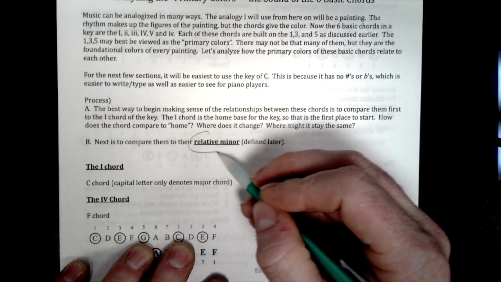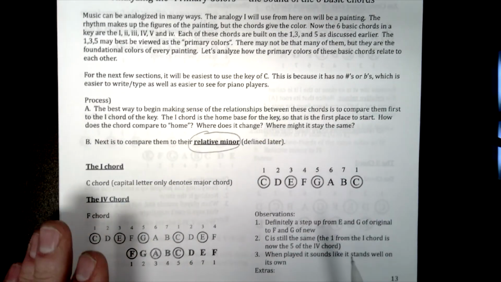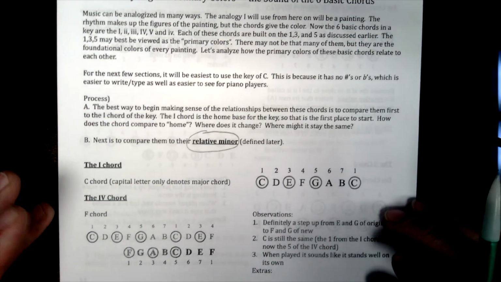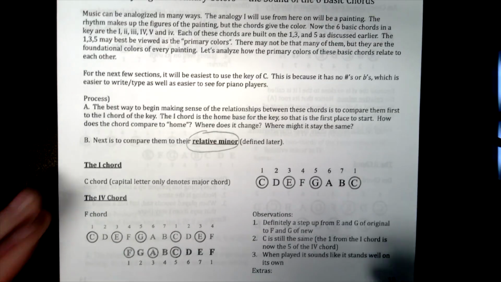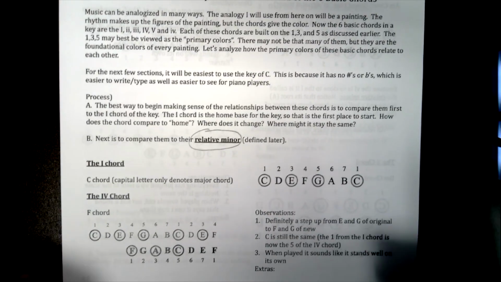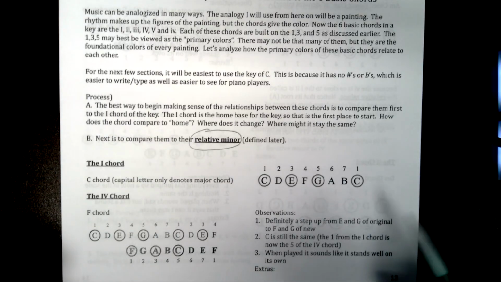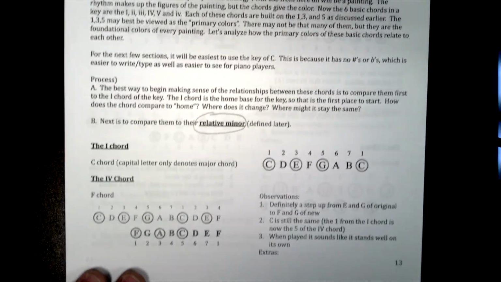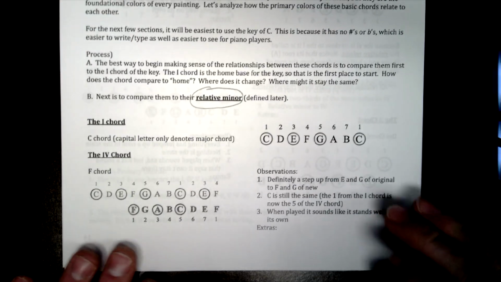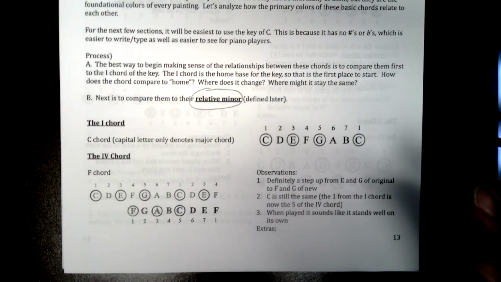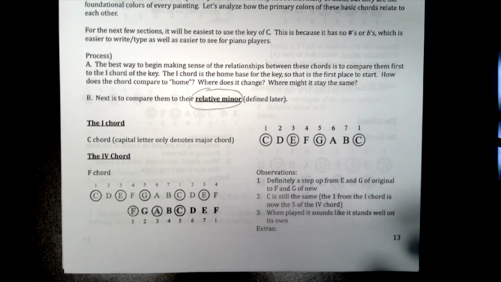We will have this new word, relative minor, and we will get back to what that means as well. But it's easiest to look at this in the key of C because there's no sharps or flats. That's kind of it. So we're going to compare all of these chords to the root, the one chord, which is kind of like the home of the key.